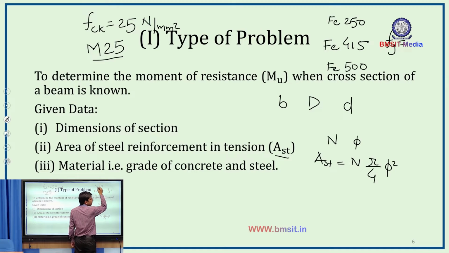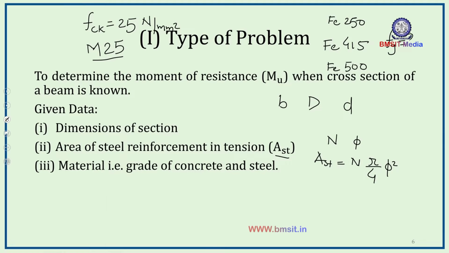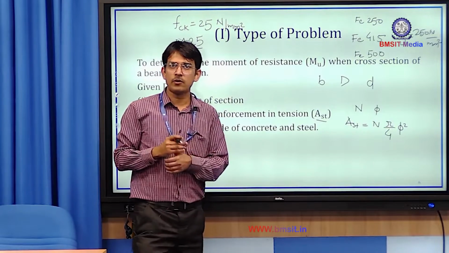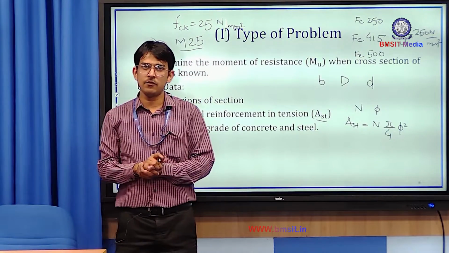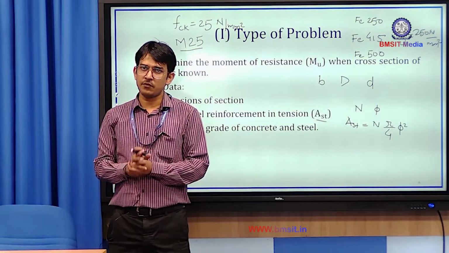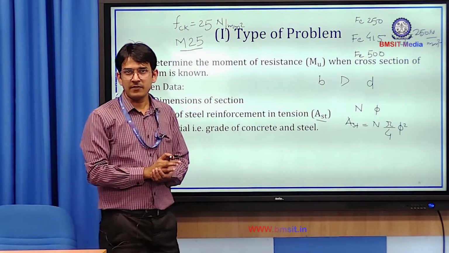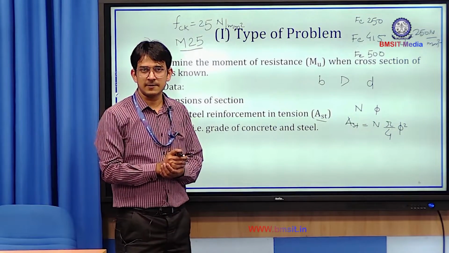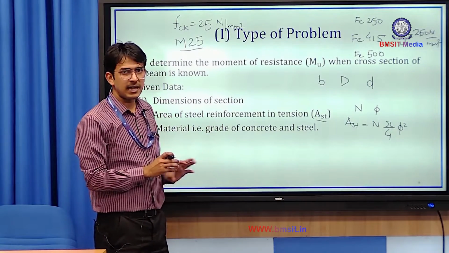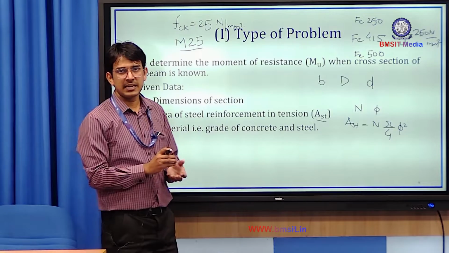If we have Fe 250, then Fy equals 250 Newton per mm square. Similarly, if we have Fe 415, then Fy equals 415 Newton per mm square. If we have the grade of steel Fe 500, then the yield stress Fy equals 500 Newton per mm square. So this is how the grade of the material helps us to find out fck and Fy.